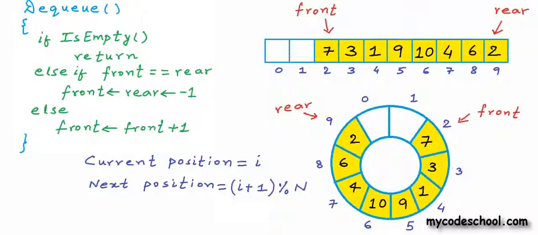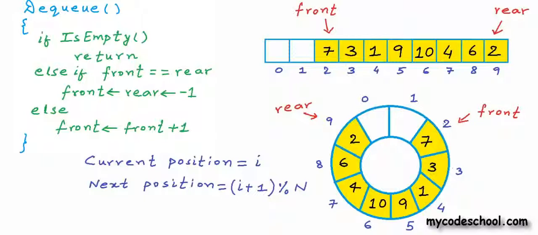The modulo operation will get us the remainder upon dividing by n. For any I other than n minus 1, this modulo operation will not have any effect, but for I equal n minus 1, next position will be n modulo n, which will be equal to 0. When you divide a number by itself, the remainder is 0.